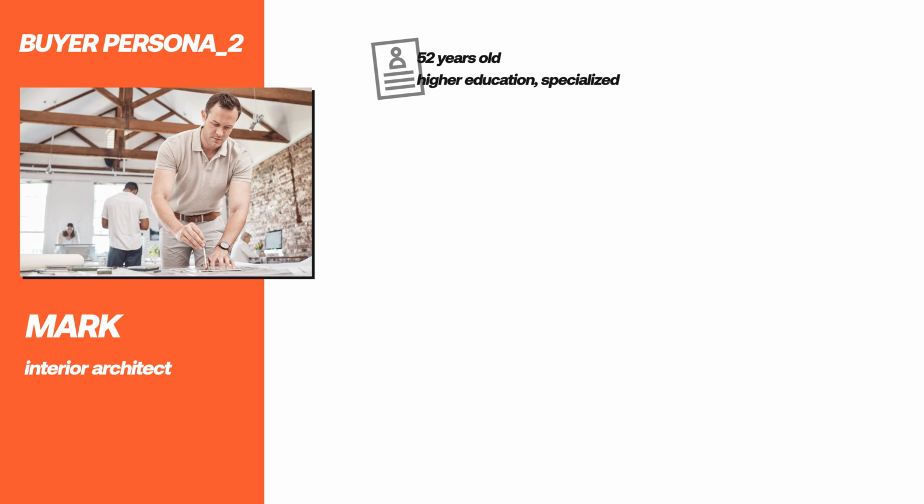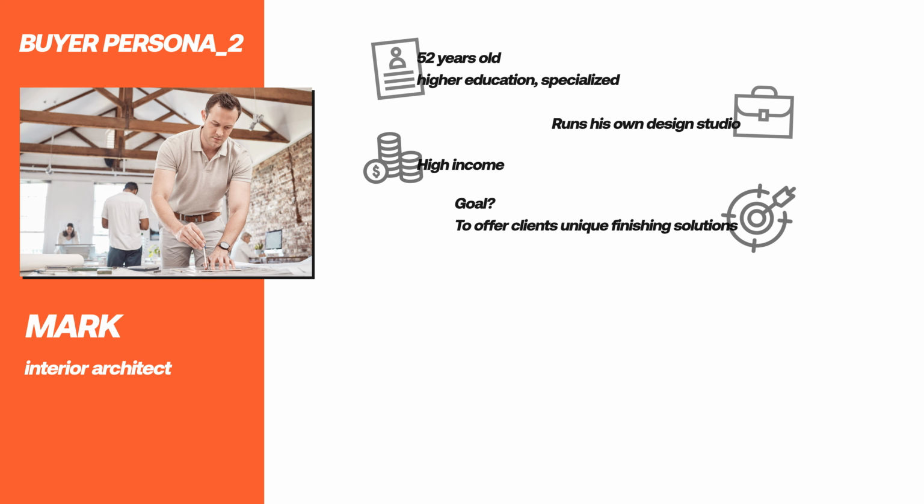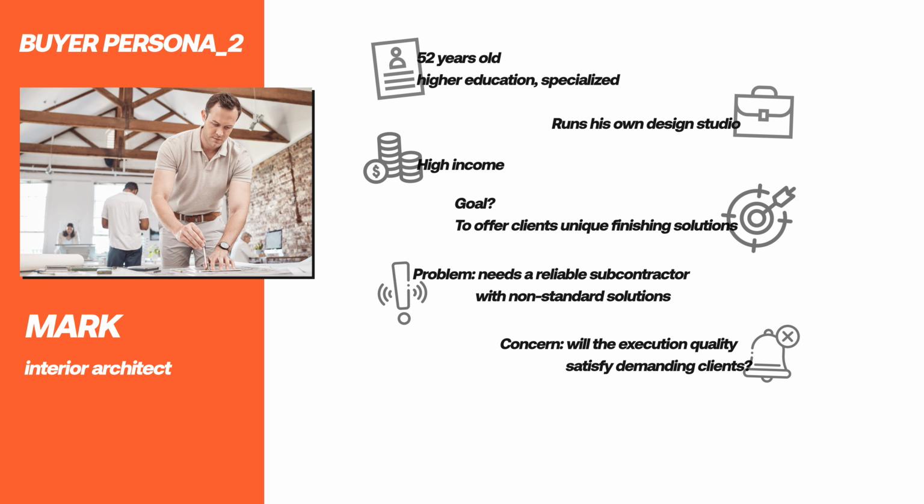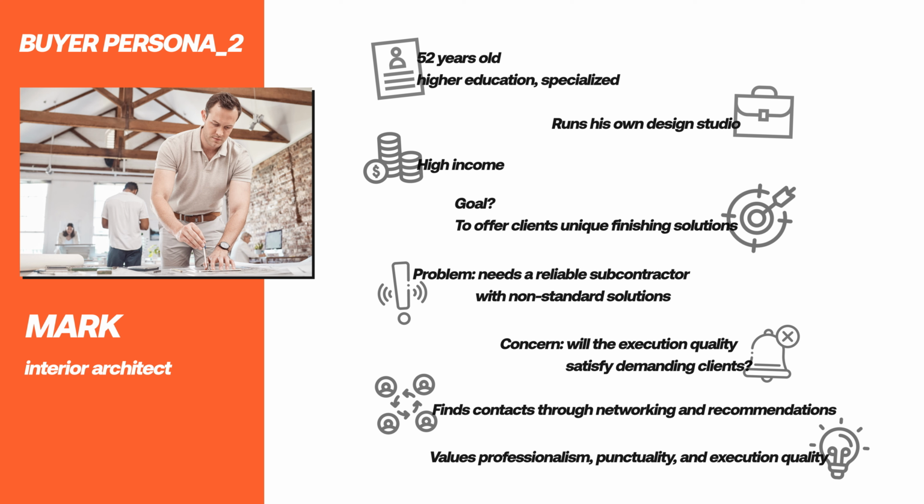Mark, interior architect. 52 years old, higher education, specialized, runs his own design studio. High income. Goal? To offer clients unique finishing solutions. His problem might be that he needs a reliable subcontractor with non-standard solutions. Concern? Will the execution quality satisfy demanding clients? He finds contacts through networking and recommendations and values professionalism, punctuality, and execution quality.